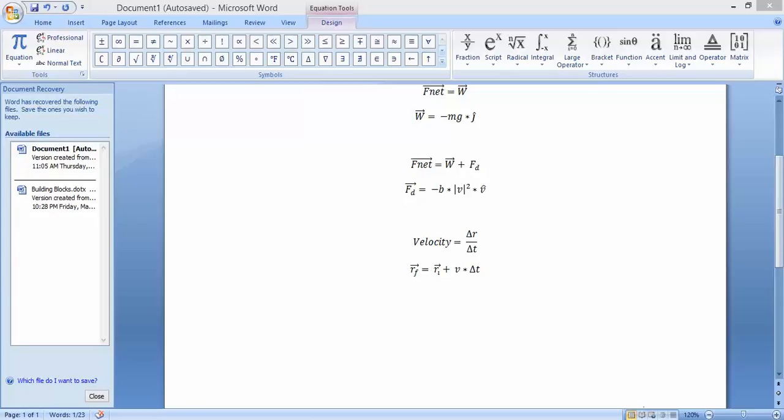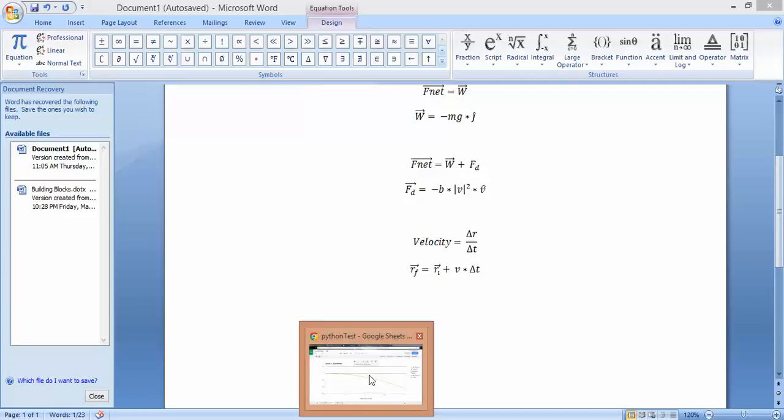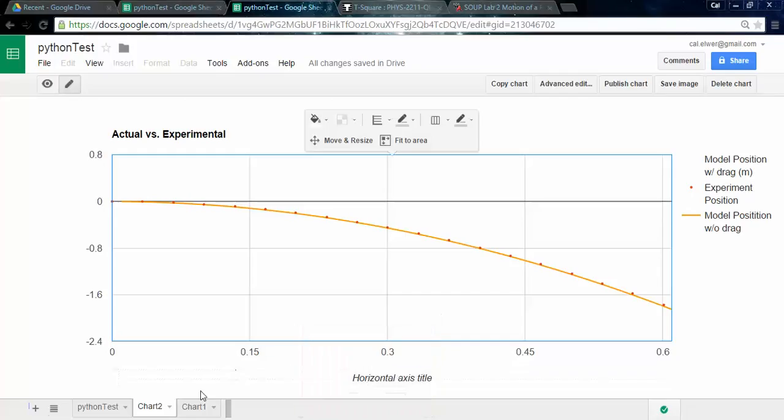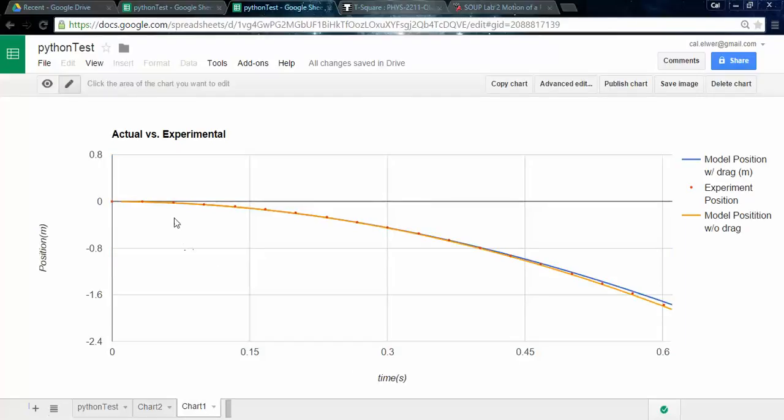Now here is a graph of both of the lines, with the drag force and without the drag force. As you can see, they are very close together. But when you add the drag force, it makes the line slightly smoother and a little slower, because the drag force is acting in the opposite direction of where the object is moving, so it slows the object down.